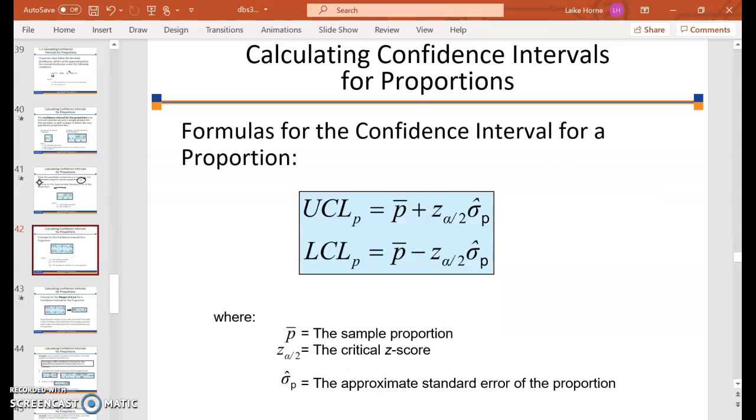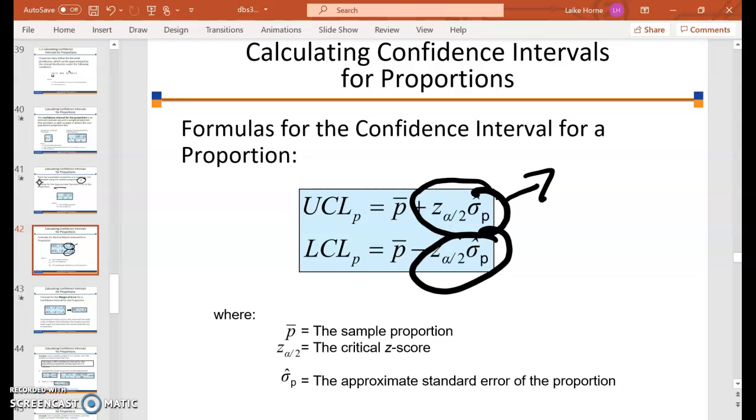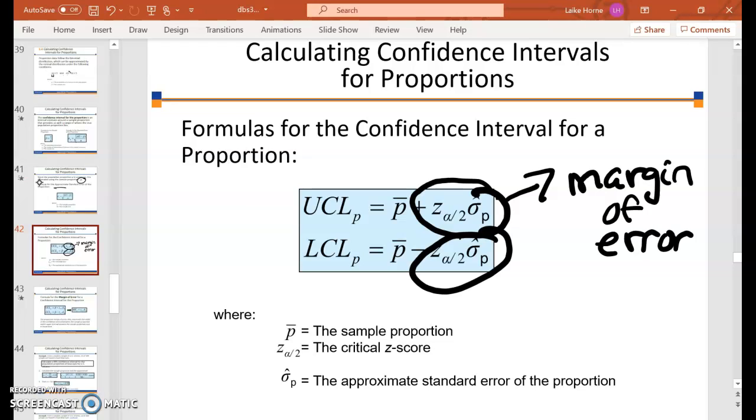So look at your confidence intervals. Okay, it's very similar, except instead of having X bar, which is the sample mean, now we have the sample proportion. And we're still going to do plus and minus, and we're going to use Z again. Your Z value, your critical value, you're going to multiply it times your standard error of your proportion. Remember what this was called? Your margin of error. So a lot of this is the same.